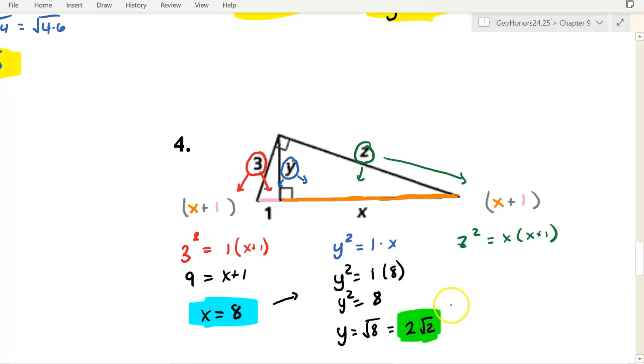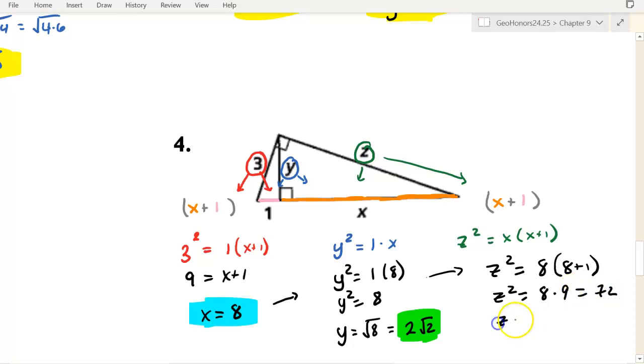And lastly, I can take my 8 here and substitute that into my z squared equation as well. My z squared equals 8 times 8 plus 1, or 8 times 9, which is 72. My z will be equal to the square root of 72, which can reduce to, that's 36 times 2 inside my radical, 6 square roots of 2.